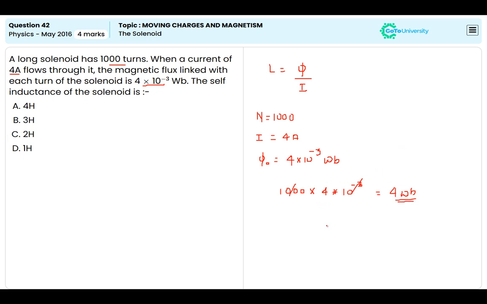Then using the formula of phi is equal to L into I, where phi is the total flux and I is the current, the self-inductance L of the solenoid is determined by L is equal to phi divided by I. If I substitute the values here, phi is equal to 4 Wb divided by I is equal to 4 amperes, then our value is 1 H. So option D is the right answer.